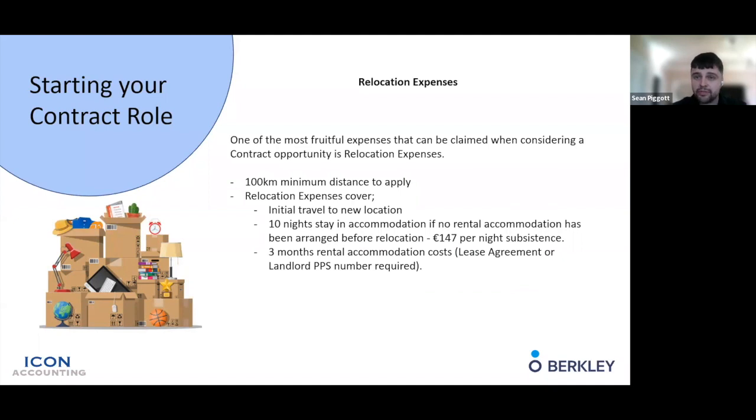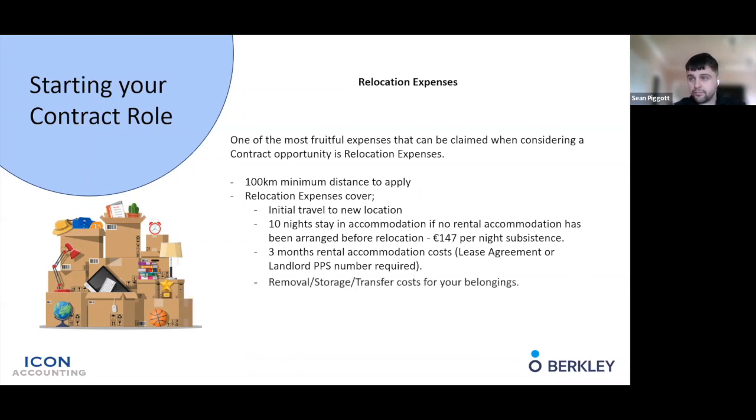As well as that, on top of your 10-night stay in terms of your subsistence at the hotel or B&B, whatever the case may be, you can also claim up to 3 months rental accommodation, which is absolutely massive. The price of rent is sky high everywhere across the country, so the fact that you can process your 3 months rental accommodation as a business expense makes a massive difference on your payslip. We're going to touch on the impact it can have on your payslip towards the end of the slideshow. One thing to keep in mind when processing a rental accommodation expense is that you will require either a copy of the lease agreement or, at the very minimum, the PPS number from your landlord. So just keep that in mind.